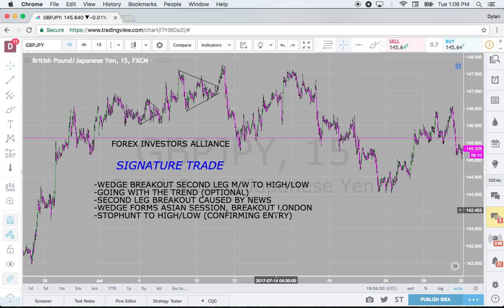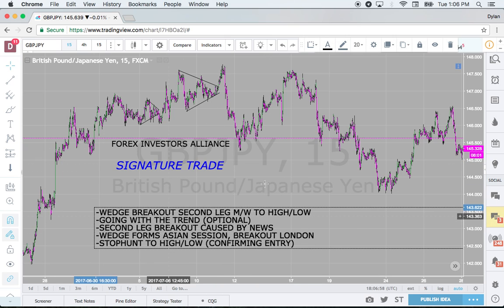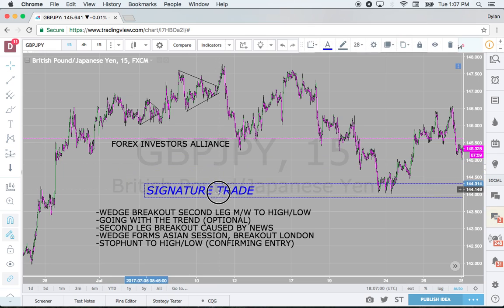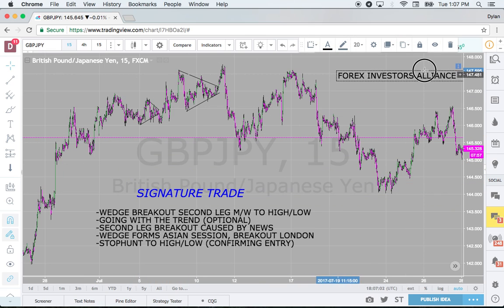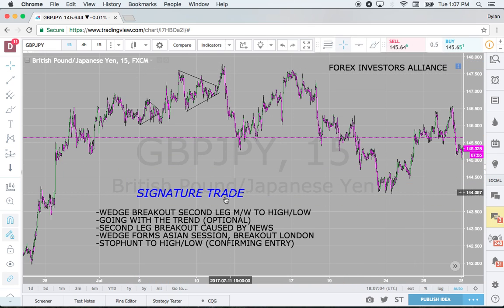Thank you guys for joining once again, and now let's go over some of the characteristics of this trade and how to trade it. This is our signature trade. What we're going to be looking for is based off of the M and W formations that we have traded in the past and that we will be continuing to trade.